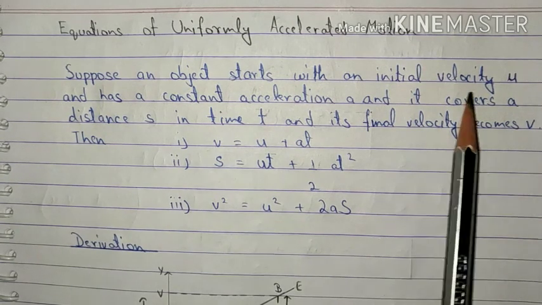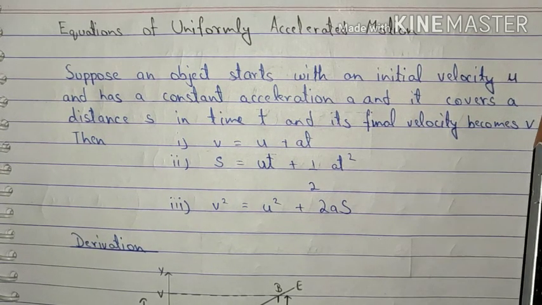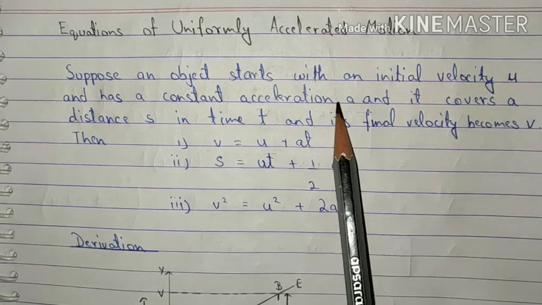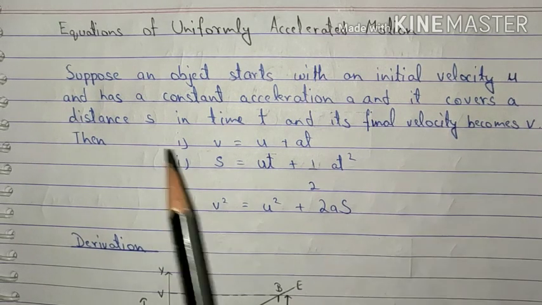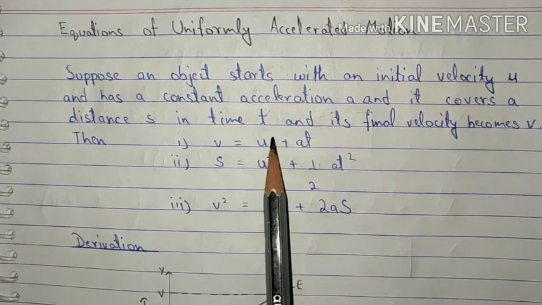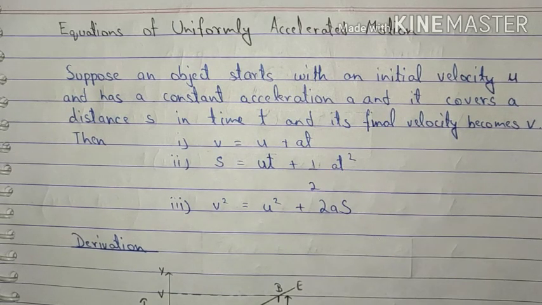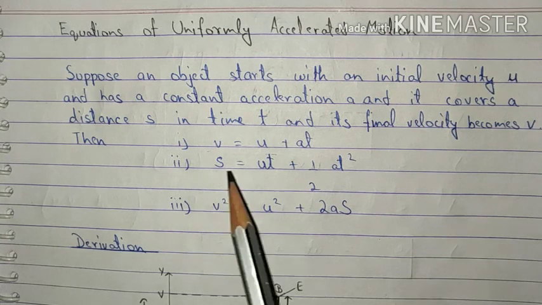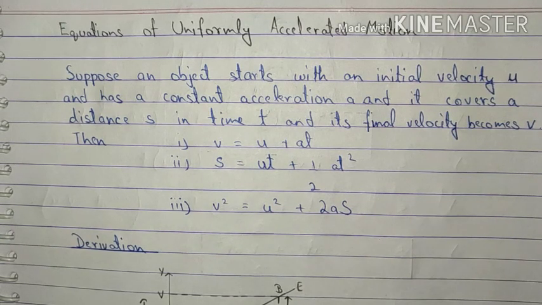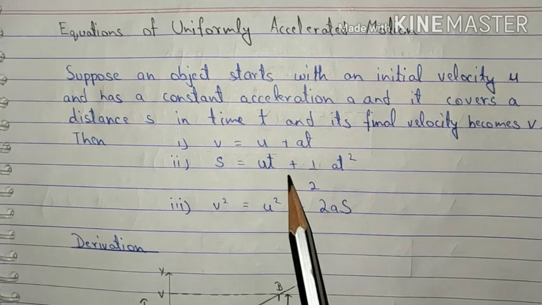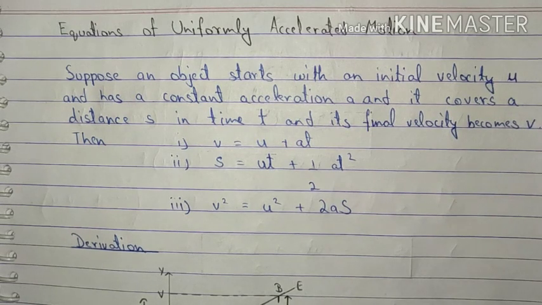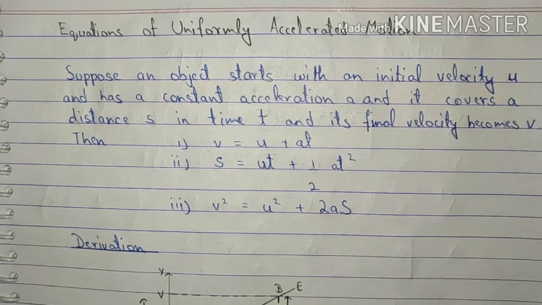Suppose an object starts with an initial velocity u and has a constant acceleration a, and it covers a distance s in time t, and its final velocity becomes v. Then v can be given as u plus at, s is equal to ut plus half at square, and v square is equal to u square plus 2as. These are the three equations of motion.